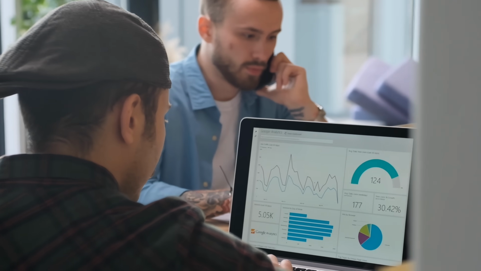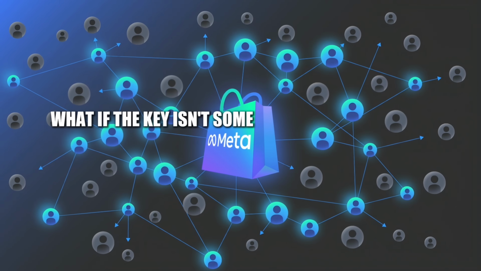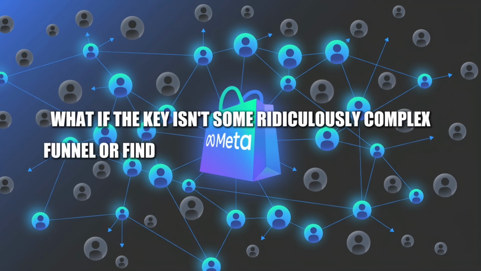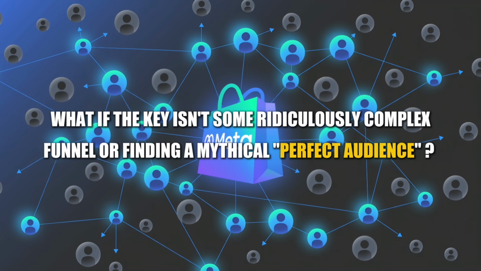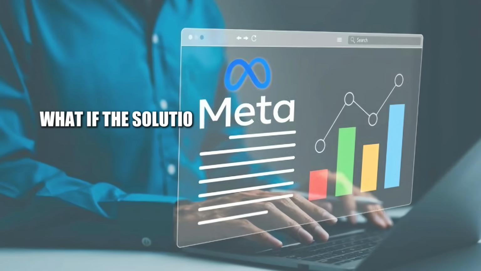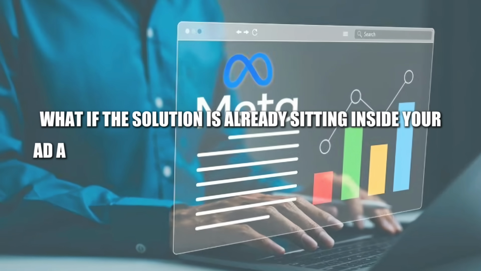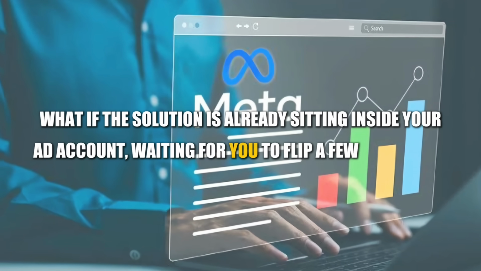You've tried new images, new copy, you followed all the old rules, and still crickets. It's enough to make you want to throw your laptop out the window. But what if I told you the old rules are about as relevant as a flip phone in 2026? What if the key isn't some ridiculously complex funnel or finding a mythical perfect audience? What if the solution is already sitting inside your ad account, waiting for you to flip a few switches?